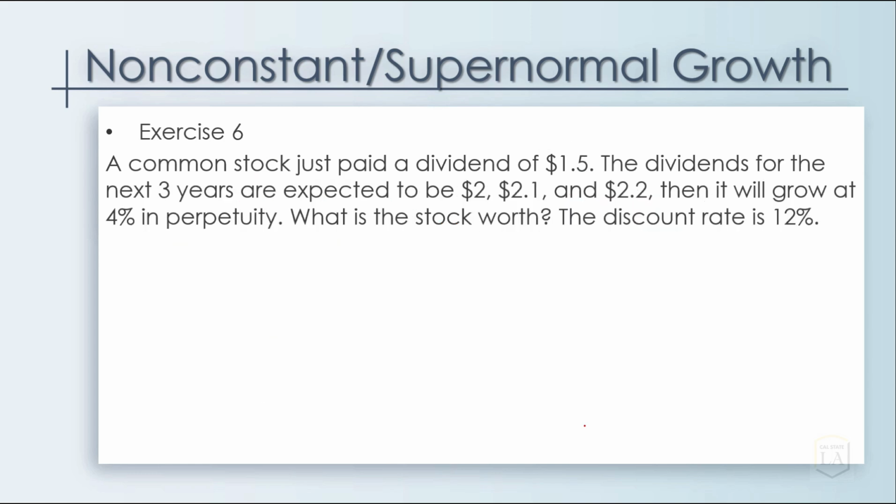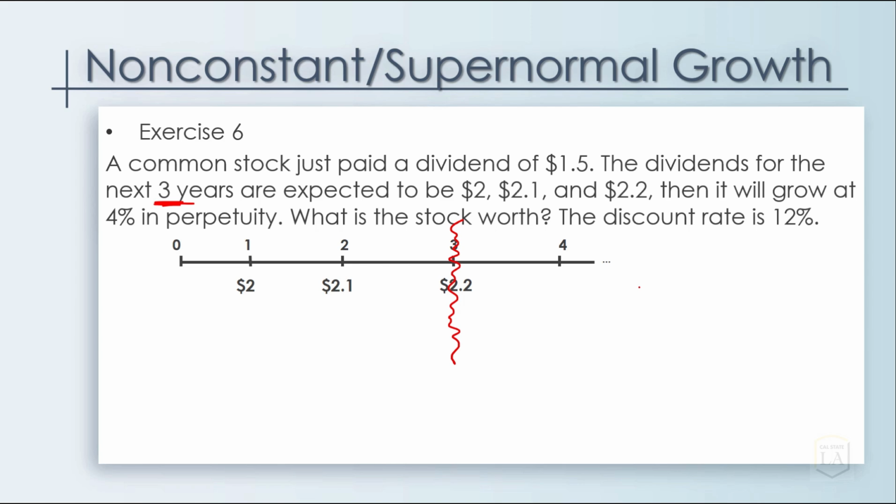And there are going to be cases where you are not given the growth rate for the first phase, but all the dividend amounts will be given, like just random numbers. So let's say the stock just paid a dividend of 1.5, and then for the next 3 years, you're expecting them to be like 2, 2.1, and 2.2. So the actual dollar amount of the dividend schedule is given. And then finally, after year 3, a new growth rate will be applied, which is 4%. Then it's actually easier than exercise 5 in that the dividend amounts are already given to you. And after this cutoff, which is year 3, you are experiencing a growth rate of 4%.